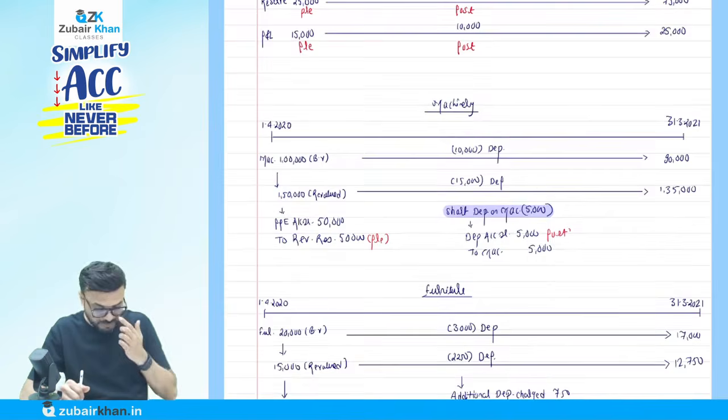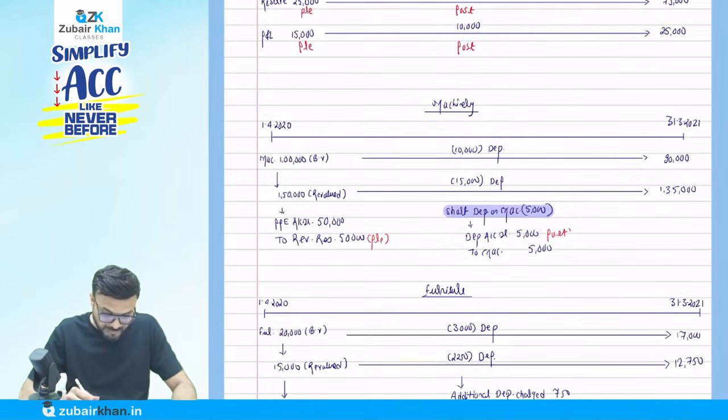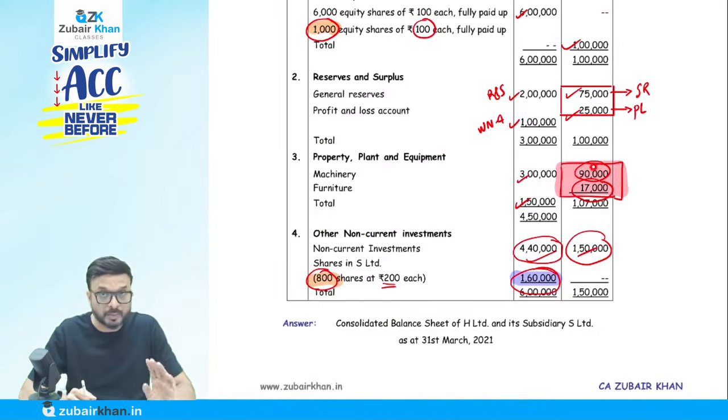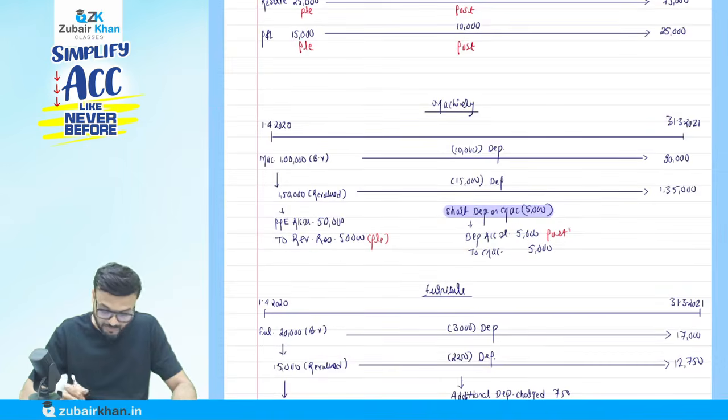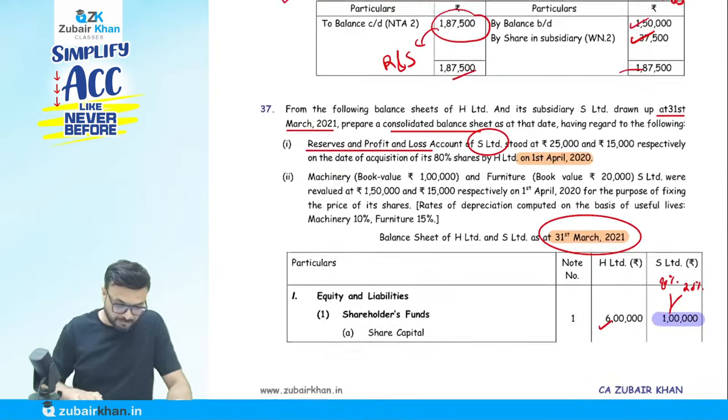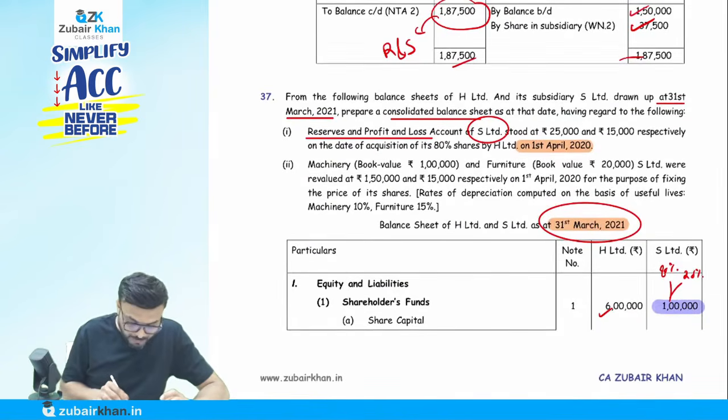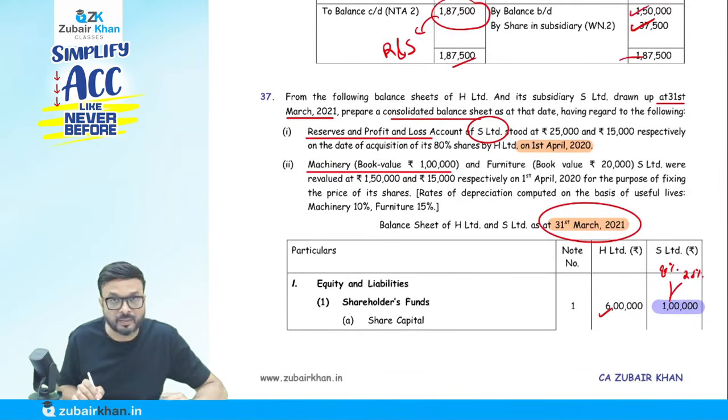Let me discuss the machinery first. How much closing balance we have for machinery? Let's talk on the machinery only, 90. So we have a balance of 90. See here carefully. Okay, 90. Now they tell me, read this para. Machinery whose book value was rupees 1 lakh and furniture whose book value was 20,000.